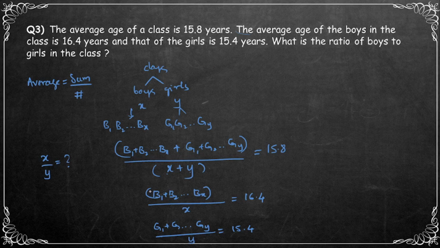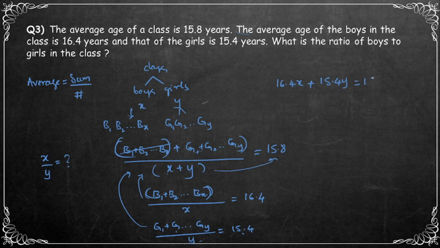So from this equation, we can write sum of ages of boys is equal to 16.4x. Similarly, sum of ages of girls is equal to 15.4y. If we put that information in the first equation, we have 16.4x plus this sum of ages of girls, 15.4y.